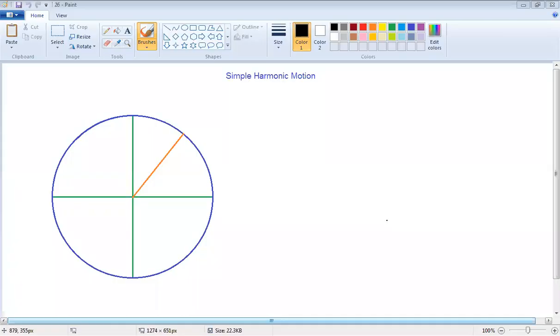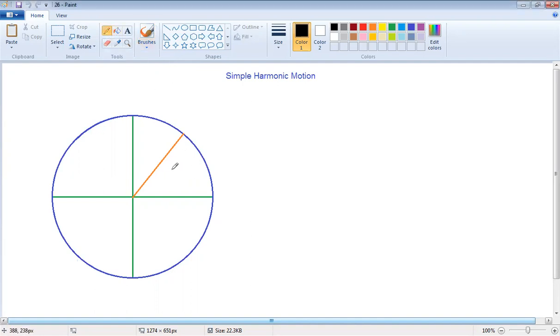So I am opening the topic simple harmonic motion. This is a kind of motion in which sine theta, cos theta, these two functions are used. So what kind of motion is this? This is related to rotation motion, but it is not a rotational motion, it is an oscillatory motion.